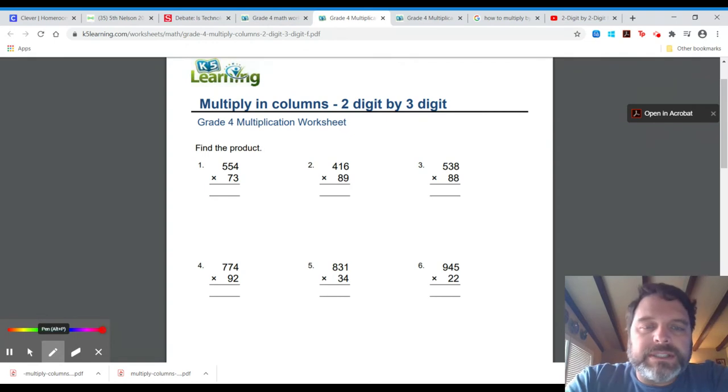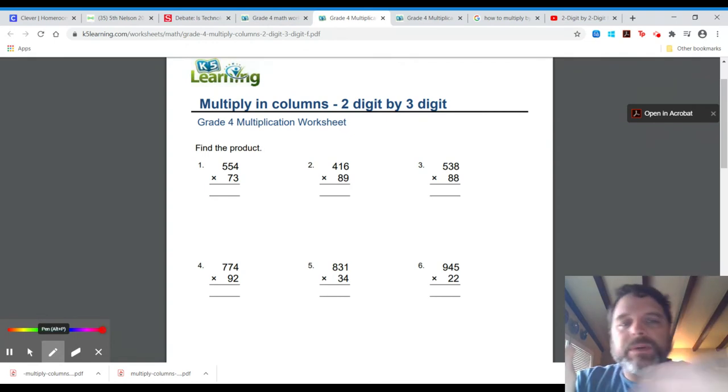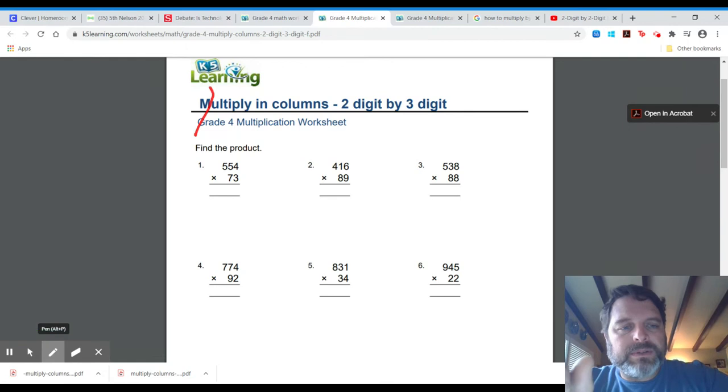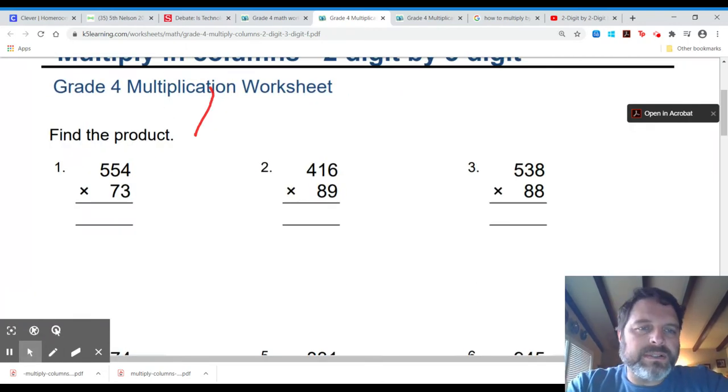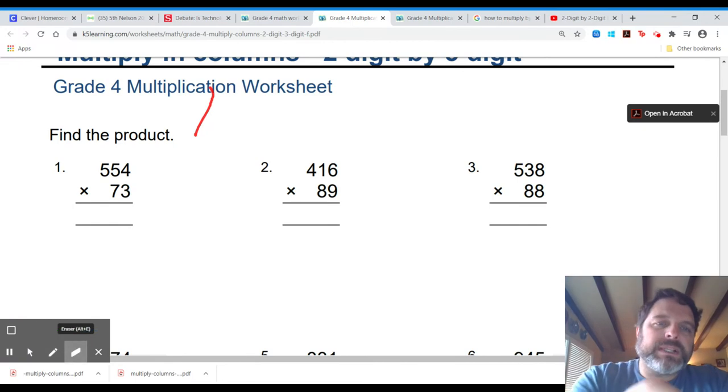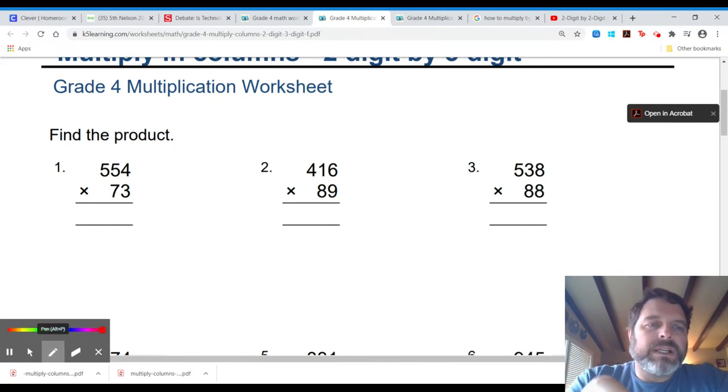So as you can see, I have 554. Actually, I'm gonna make the screen a little bigger. Okay, can you guys see that better? Okay, and I'm gonna erase this. Thank you. All right, so we have 554 times 73 over here, number 1.